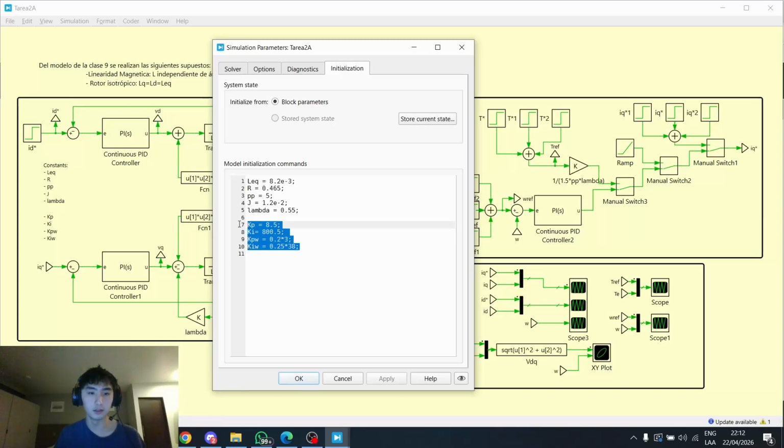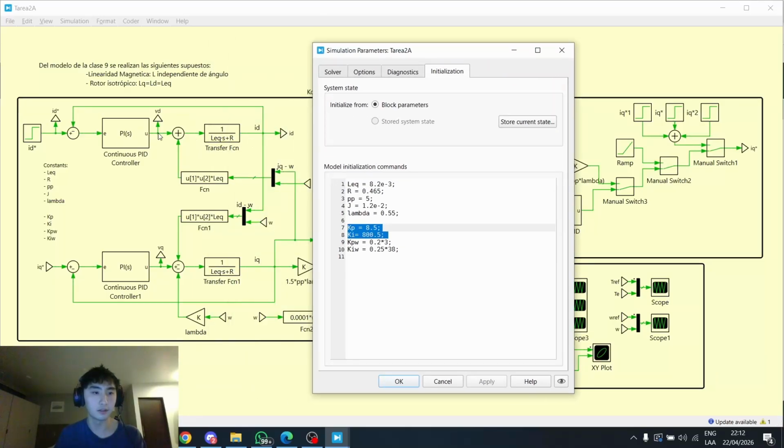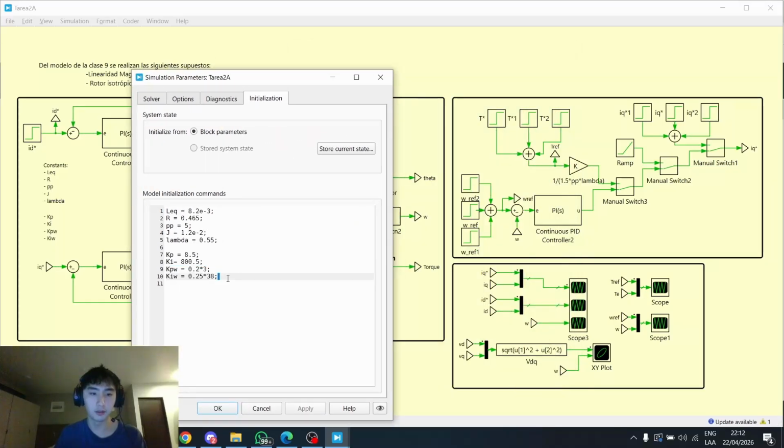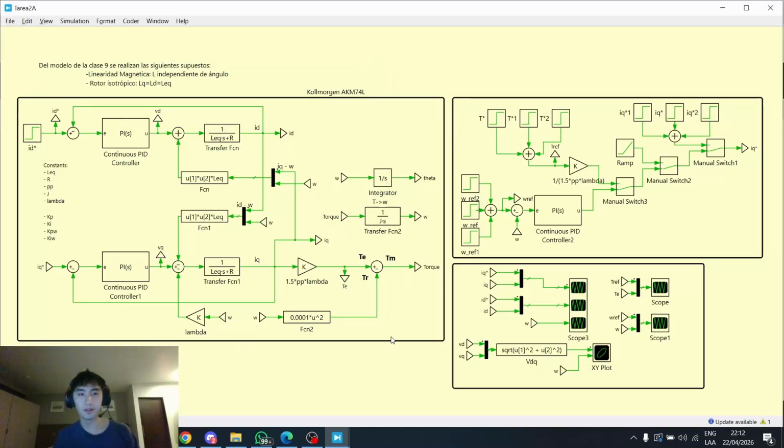These are the constants for our PI controllers. These two in particular are the constants of the PIs for both currents, and this one in particular is the constants for the PI controller of the speed. Thanks for listening.